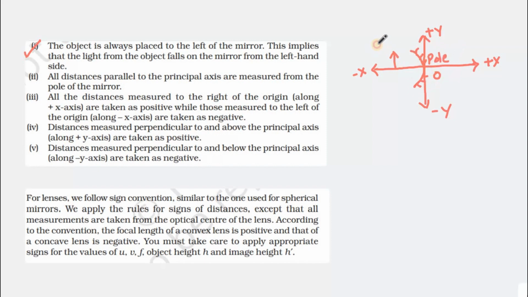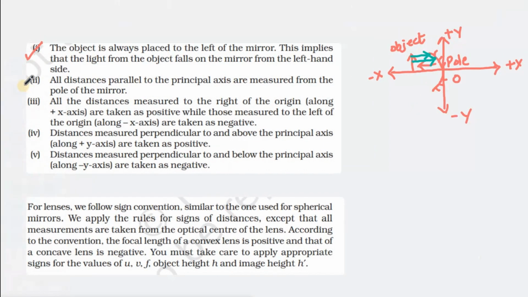So this is the object. The object is always kept to the left of the mirror. Always you will find it on this side. Whether it's a concave mirror or a convex mirror, the object is always kept to the left of the pole of the mirror, such that the light from the object falls on the mirror from the left hand side. The rays of light which are incident on the mirror are from the left hand side.